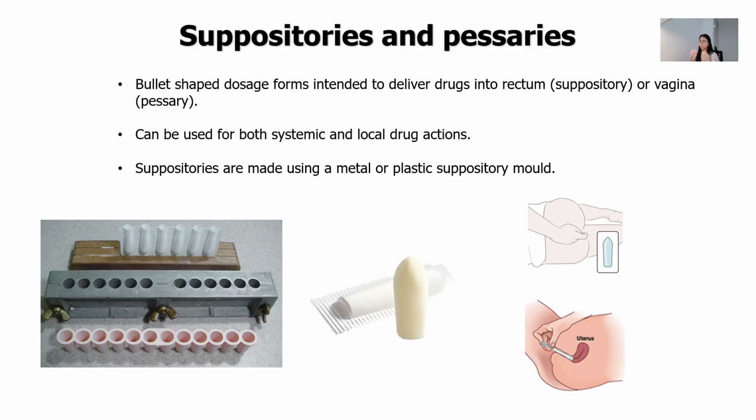Suppositories are usually made using either a metal or plastic mold, as you can see in the picture. You will also learn how to make suppositories in one of the courses in your semester 3, when you learn about solid dosage forms. The central picture shows examples of how a suppository looks. Suppository is intended for rectal administration, while pessary is intended for vaginal administration. Please don't confuse them, although their shapes look very similar.